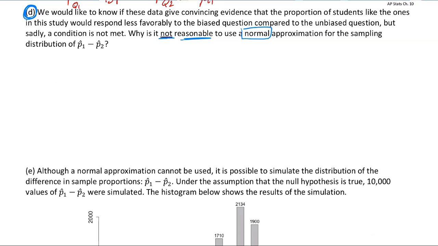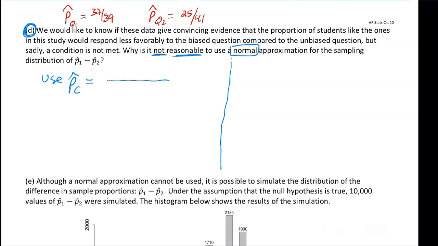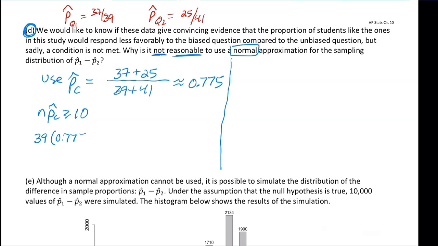So the condition for the normal condition for a 2-sample z-test for a difference in proportions is this. Using p hat c, we would combine the proportions 37 plus 25, the number of successes I mean, and then divided by the total sample size, which is 39 plus 41, and that gives us 0.775. And we need both sample sizes, the n times p hat c, to be greater than or equal to 10. So if we did 39 was in one group, 0.775. Multiplying those, we get 30.225.